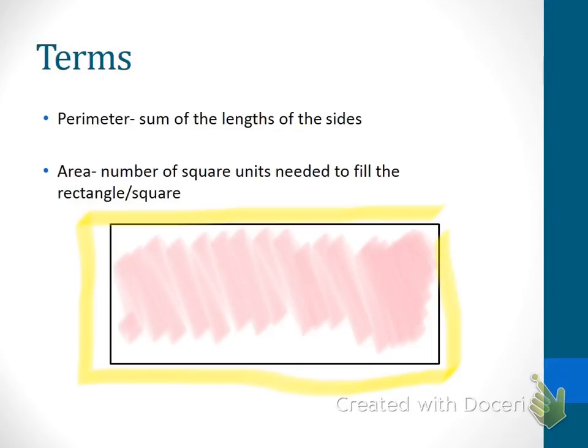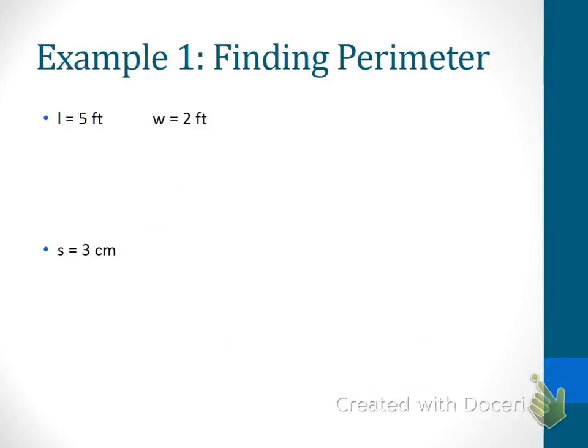So let's put some of this into action. In example 1, we're finding the perimeter of 2 figures, and I'm only given the dimensions, so I have to figure out, is this a rectangle or is it a square? So in the first one, I have a length of 5 feet and a width of 2 feet. Would that be a rectangle or a square? And why? Manuel? I think it would be a square.